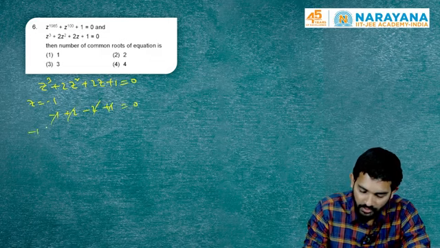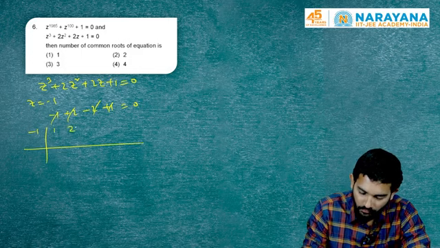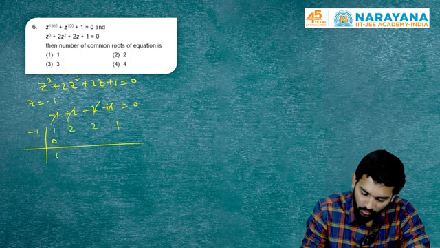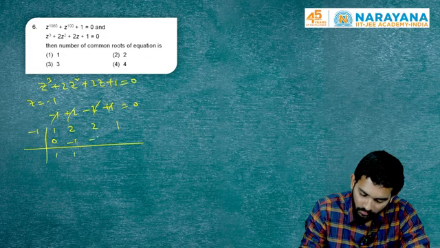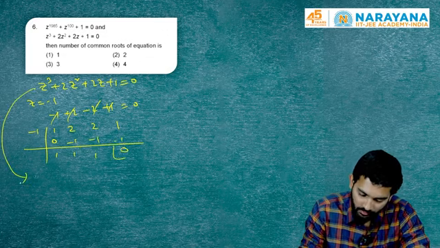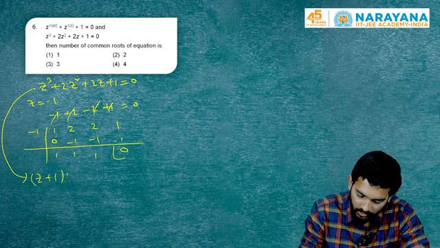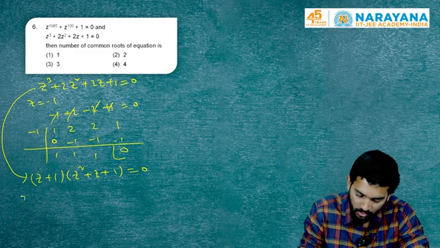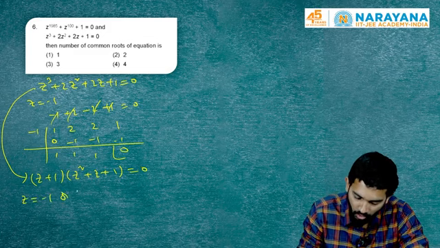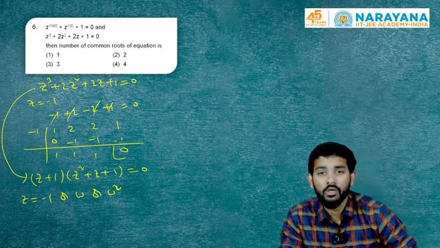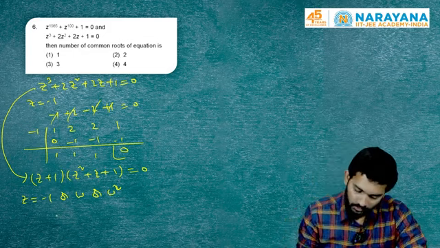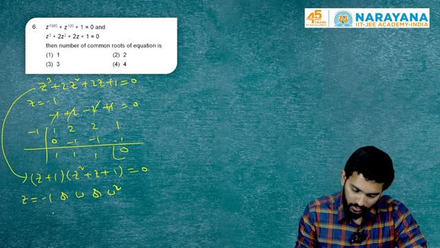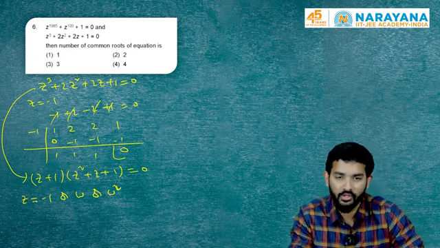So if I divide with minus 1, then what I'll get: 1, 2, 2, 1; 0, minus 1, minus 1, minus 1; 1, 1, 1, 0, which means this can be written as (z plus 1) into (z square plus z plus 1) equal to 0. So which means z equal to minus 1 or omega, omega square, where omega and omega square are the cube roots of unity. So if you check, z equal to minus 1 is not a root for the first equation.